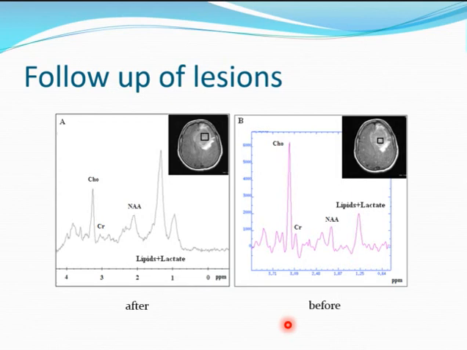Let's see now here. For example, this is a follow-up spectrum for brain lesions. First, before treatment, you have a low NAA, just like we said previously, markedly increased choline, and a very high lactate and lipid peak. After treatment, you can see the NAA still low, the lactate and lipid starting to decrease. Okay? Choline is even more elevated. So this is indicating no response to treatment. The tumor is still proliferating fast. Okay?